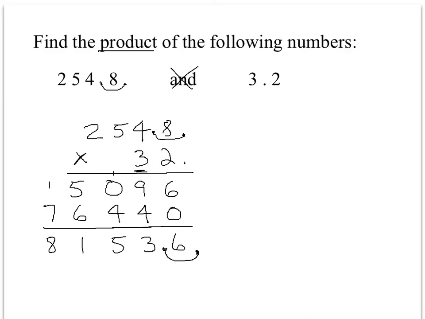Okay? And this other number over here, 3.2, I looked at it like it was 32, but it's really not. It's 32 divided by 10. So in my answer, I'm going to divide by 10 again and put my decimal right here. So really, 254.8 times 3.2 is 815.36. It's very important that you get that decimal in the right place.